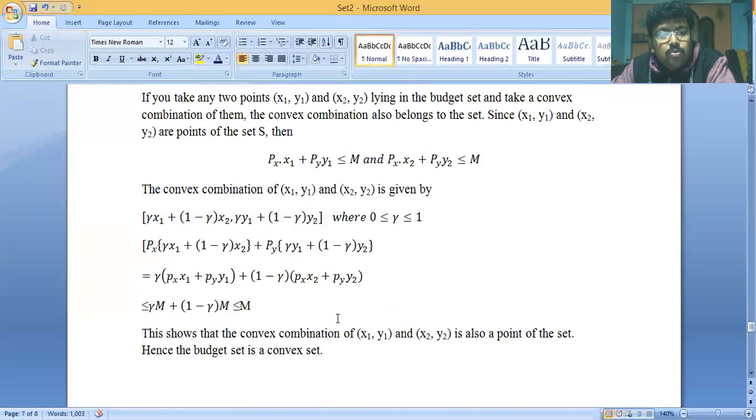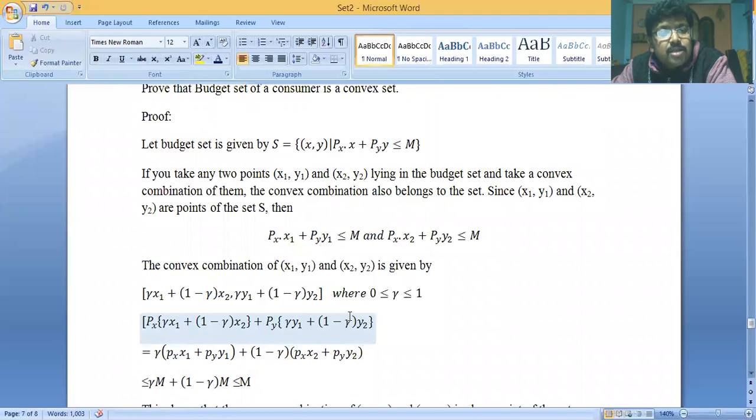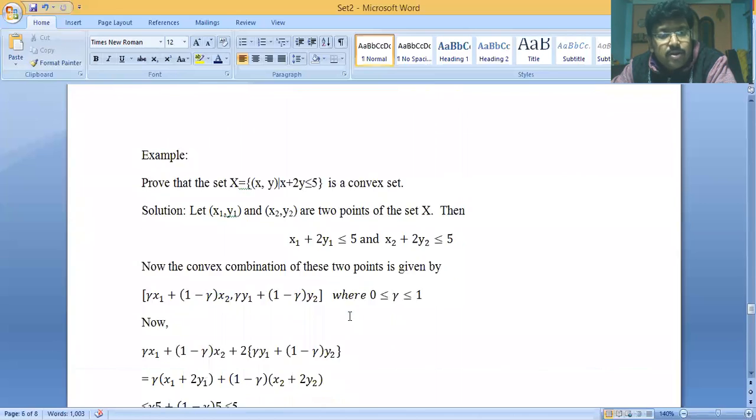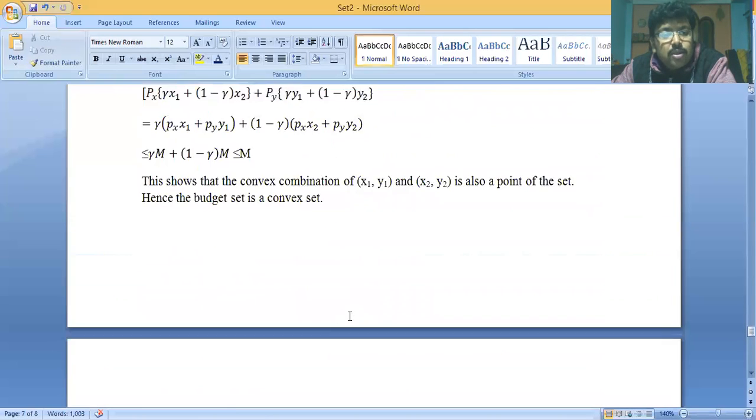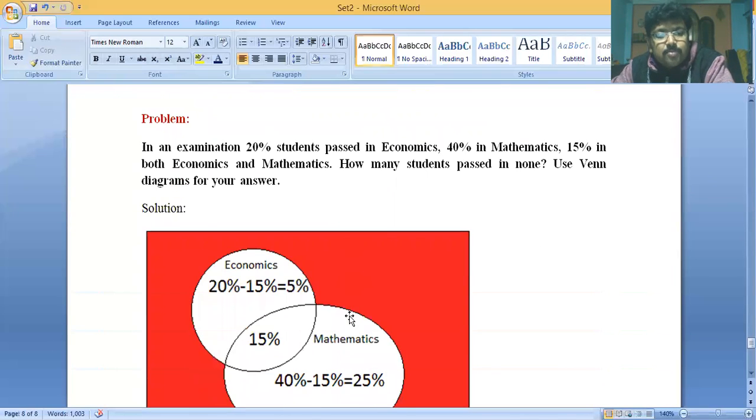I hope you have got an understanding of these two examples. This is a very important example. Now there is another problem.